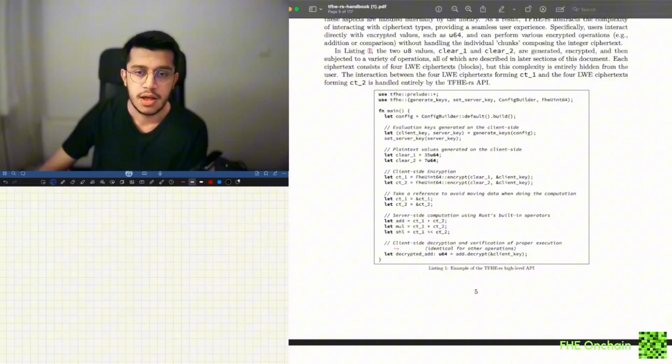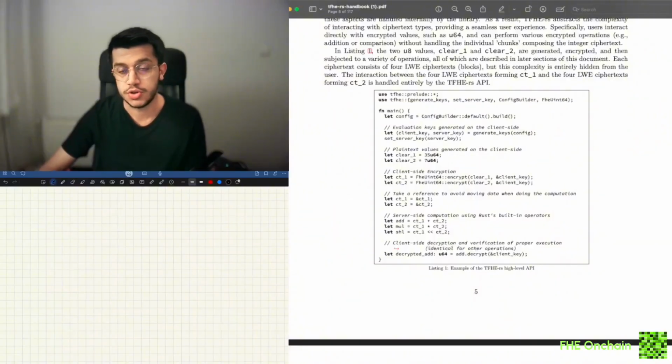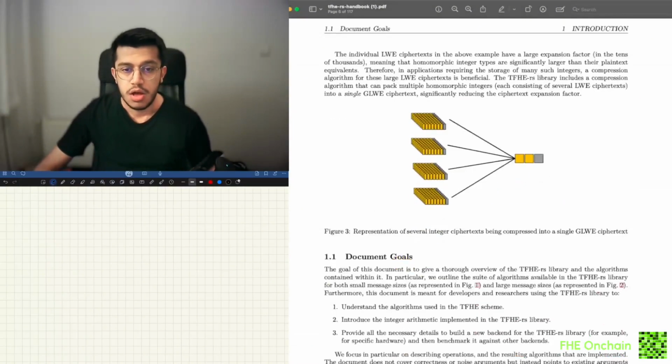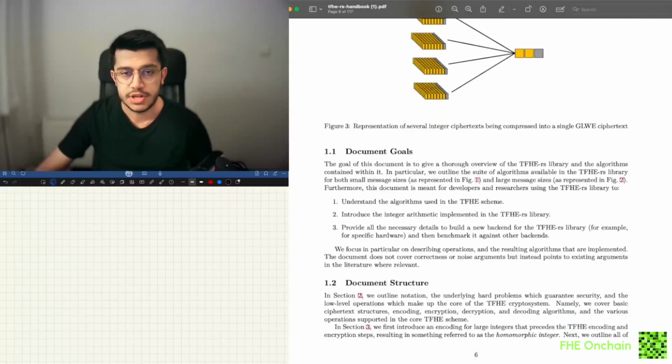And at the end, after providing the result, the client will be able to decrypt the resulting ciphertext and get the plaintext corresponding to all those operations. Okay, the goal of the document is to understand the algorithms used in the TFHE scheme, introduce the integer arithmetic implemented in the TFHE library, and provide all the necessary details to build a new backend for the TFHE library, for example, for specific hardware, and then benchmark it against other backends.